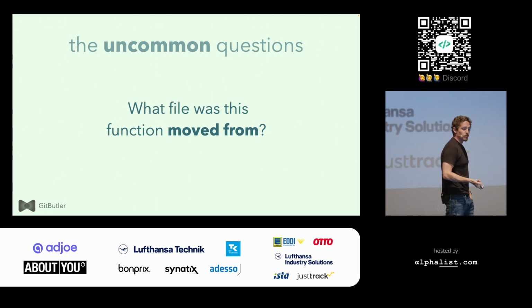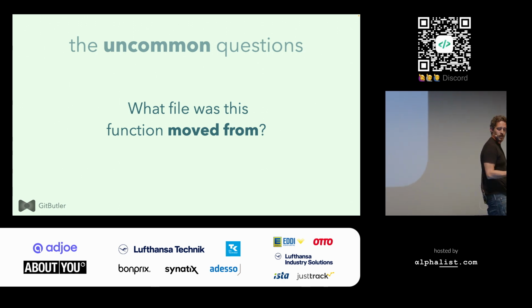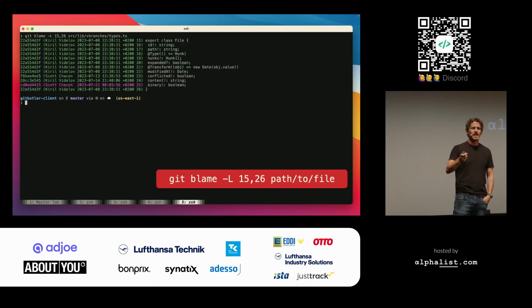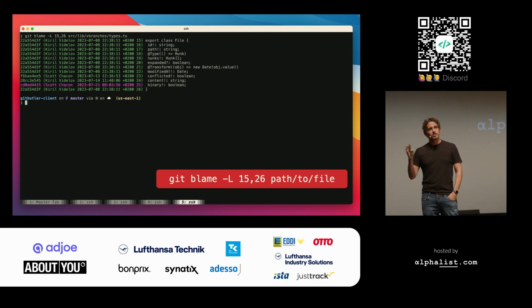Another was, what file was this function moved from? This is actually a relatively difficult question to answer. And actually, raise your hand if you know how to do that with git blame, to have it follow renames and file movement. Okay, so this is really valuable.